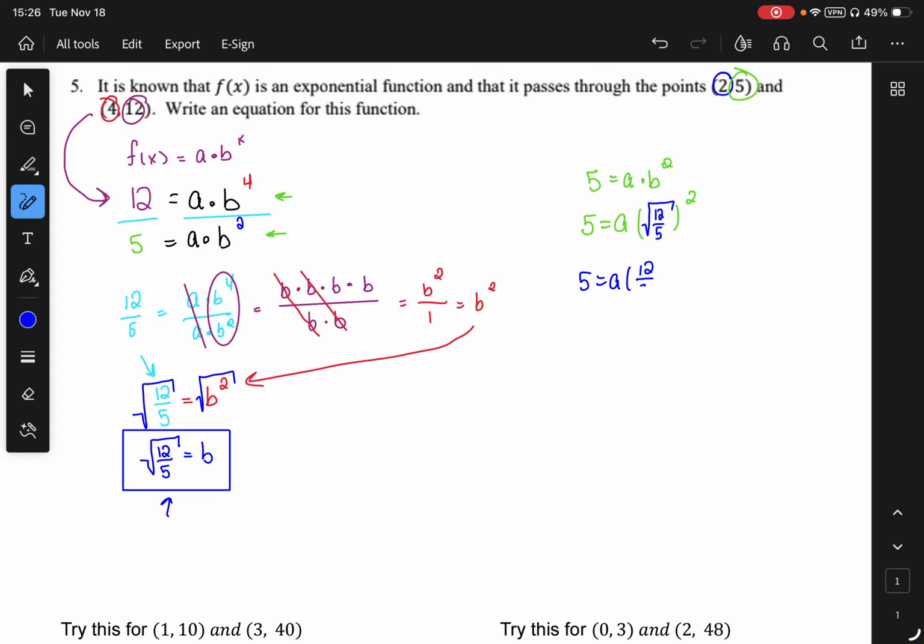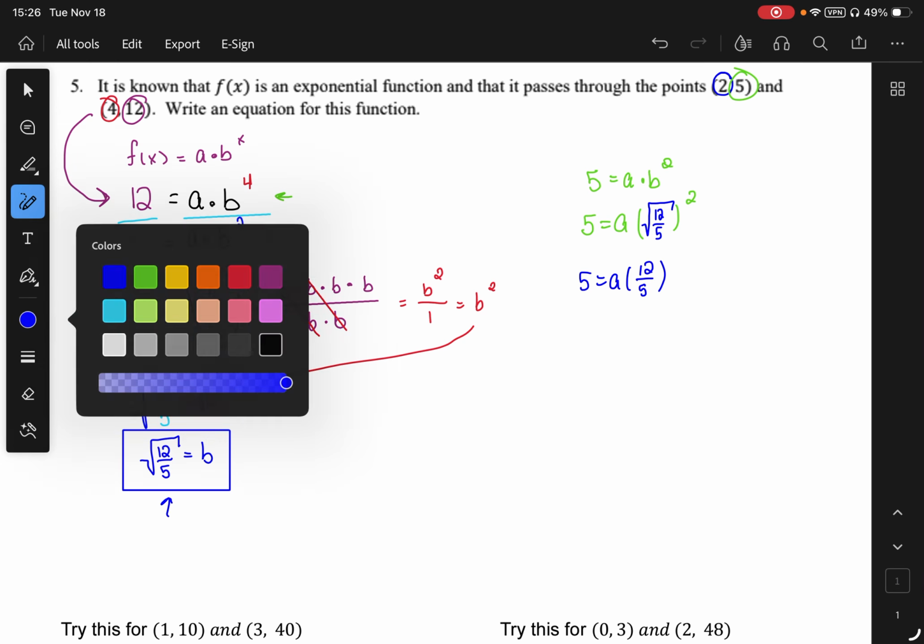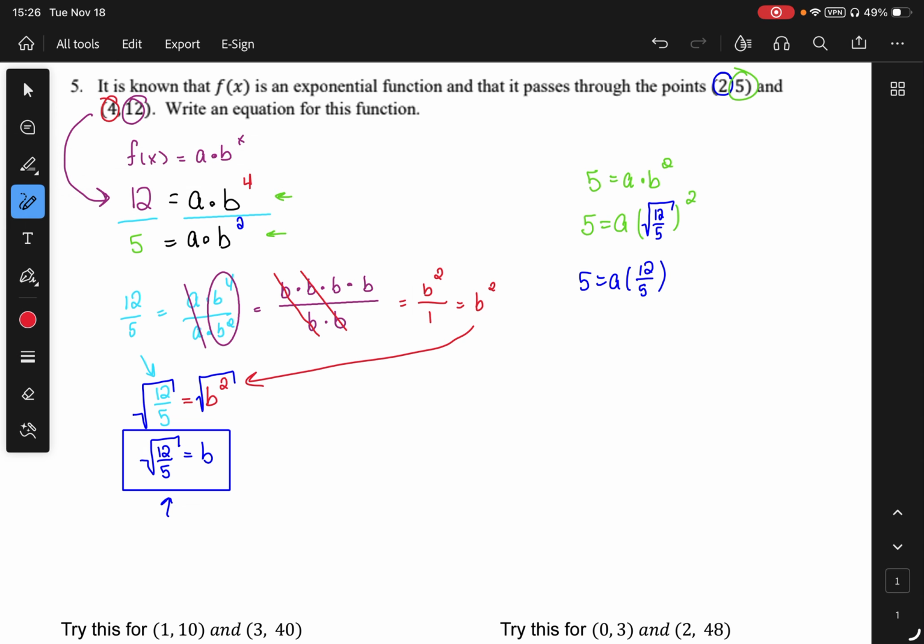We're left with 5 equals a times 12 over 5. So the last step we want to do is to get a alone. To get a alone, we can either divide by our 12 over 5, but that gets a little messy because we're dividing a fraction by a fraction. So what I'm going to do is just multiply by the reciprocal. So instead of multiplying by 12 over 5, we're going to multiply by 5 over 12.